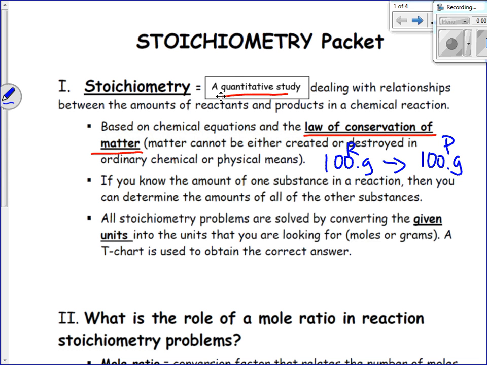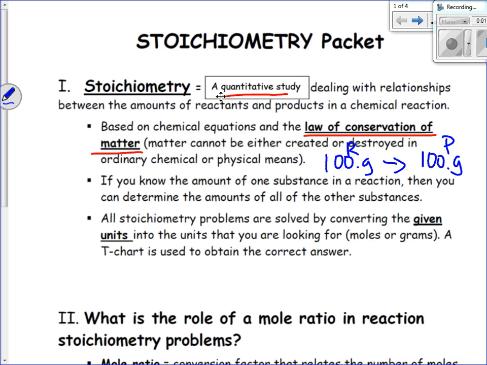You might have different amounts, like 25 grams is hydrogen, 75 grams is oxygen, but they total up to equaling that 100 on both sides. Just like the number of atoms have to equal on both sides as we are doing in our balancing. If we don't have the right number of atoms, it will not follow the law of conservation of matter, and it will be incorrect.